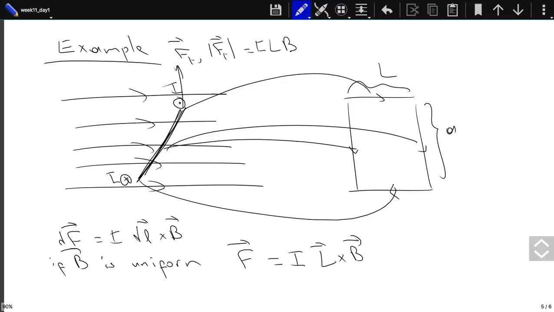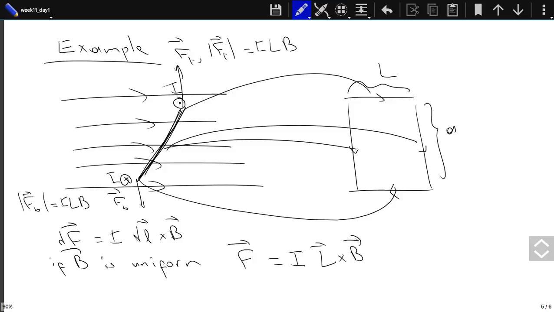Now let's look at the bottom. At the bottom, this is the direction of the current. B is still in that direction. So this is L vector, this is B. So it's downward. So the force acting on the bottom is pointing downward. And the magnitude of the force acting at the bottom is also I times L times B. So they have equal magnitudes and opposite directions, this force and this force.